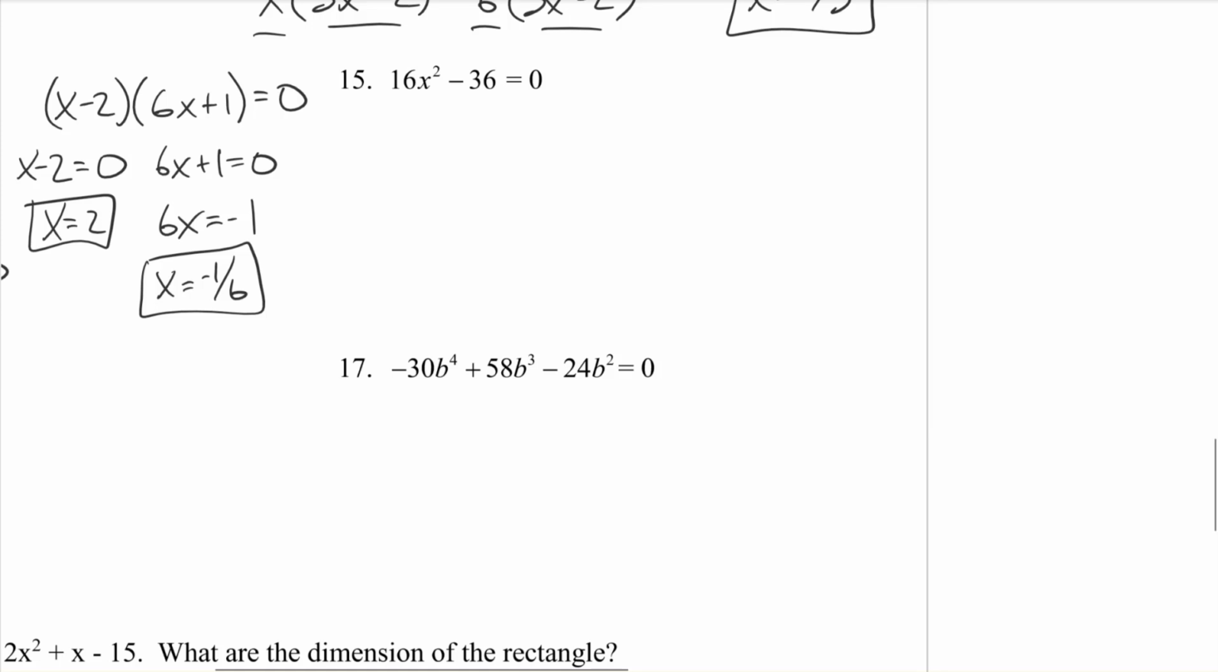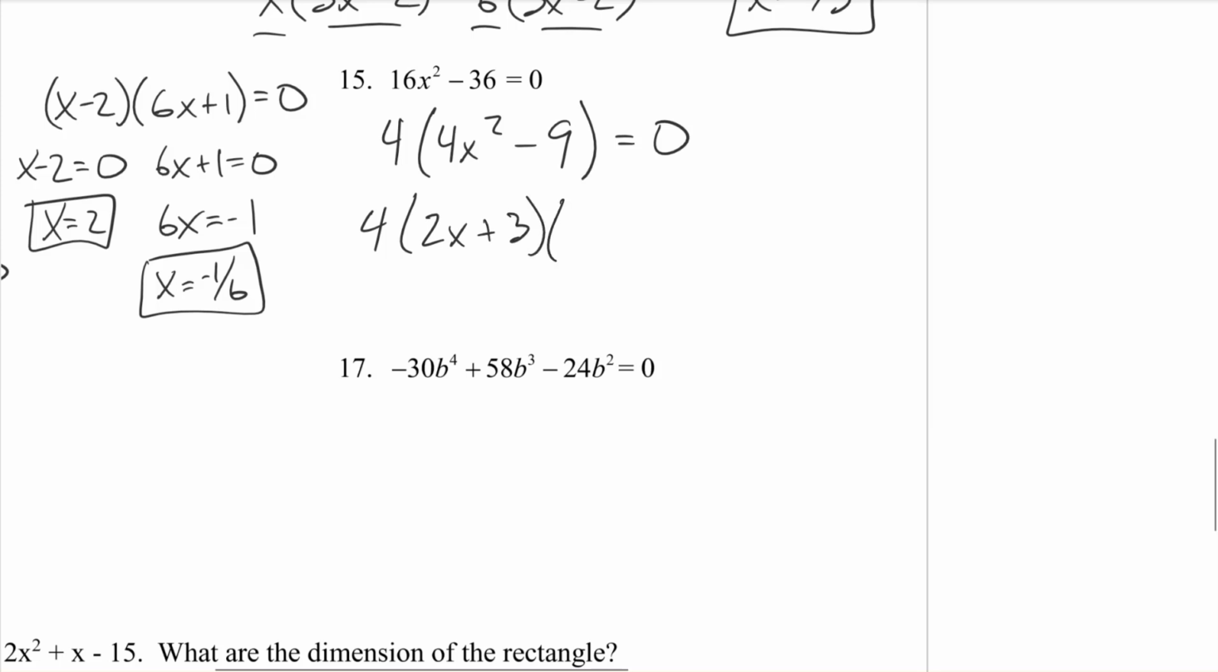So this would be 4 times the quantity 4x squared minus 9 equals 0. Now, do I have a perfect square? Yes. Do I have a perfect square? Yes. Are they separated by a subtraction sign? Yes. So that makes the pattern. Don't forget about our 4. 2x plus 3. This is the sum and difference pattern. 2x minus 3.